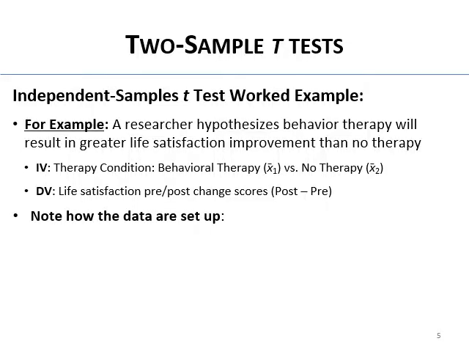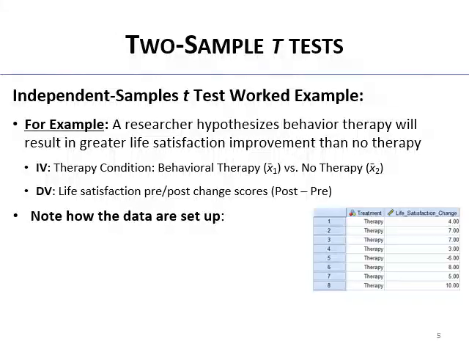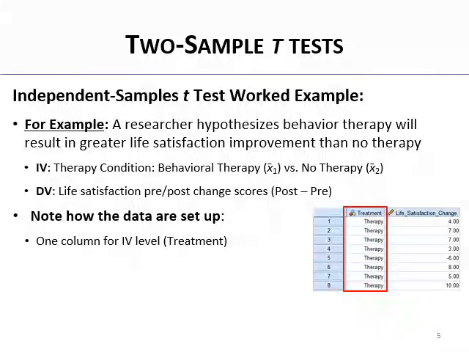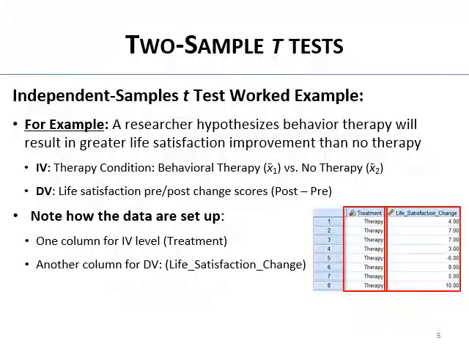So check out how the data are set up. This is how data are set up for between groups designs in SPSS. There's one column that represents the independent variable. That is what treatment group they're in. So here it just shows therapy, but if you keep going down, it would show the no therapy folks. And then another column for their dependent variable. That is life satisfaction change. So yeah, that's it. That's the setup. Two columns, one that's the IV, one that's the DV.